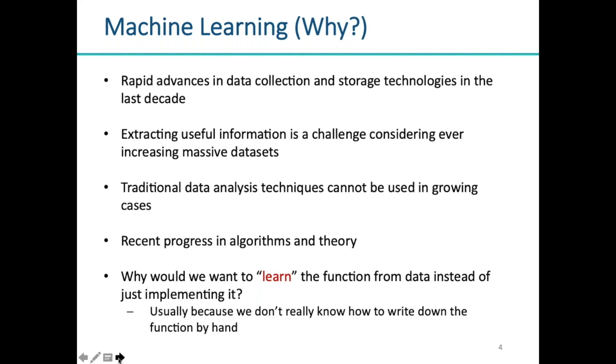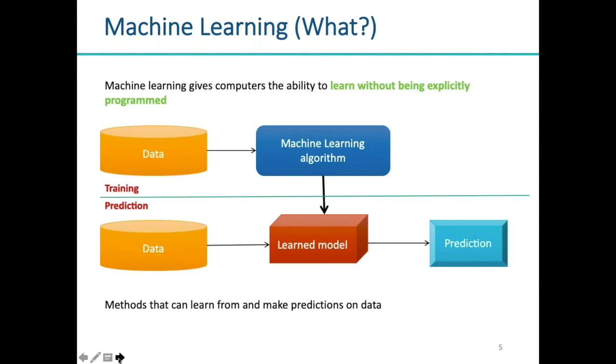These days, we have very good progress in algorithms and the theory behind these algorithms. So the question is, why would we want to learn the function from data instead of just implementing it? As I told you, there is a function that you can use in order to predict from the data. But usually, because we don't really know how to write down this function by hand, we use some algorithm and method in order to best estimate this function. And that is the role of machine learning. So in machine learning, we give the computer the ability to learn without being explicitly programmed, because we don't have enough knowledge about the problem or task. So we implement an algorithm or method in order to give this ability to the machine.